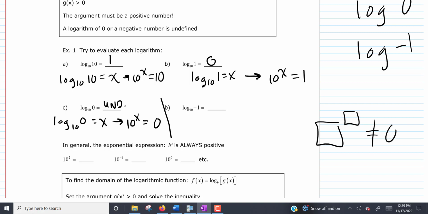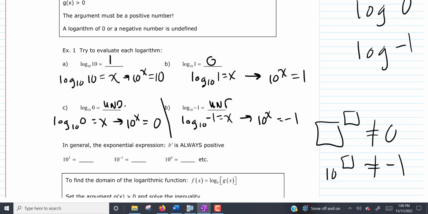Let's look at this next one. Let's see why you can't do a log of a negative number. Well, you would write this as log base 10 of -1 equals x. So you'd write that as 10 to the x equals -1. Same thing happens. If you take 10 to a power, you will never, ever, ever get -1. It's mathematically impossible. Okay? So let me show you a little bit more thoroughly why that is.